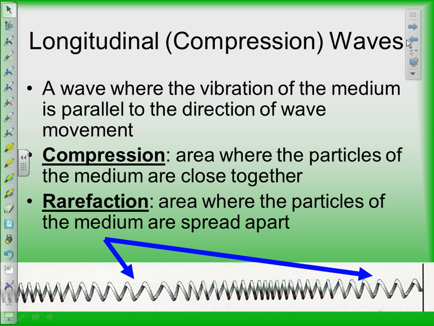In these descriptions, it says area where the particles of the medium are close together. That would be areas of high density, right? In the rarefaction areas, where particles of the medium are spread apart, that would be areas of low density. So high density, low density, high density, low density, high density, low density.